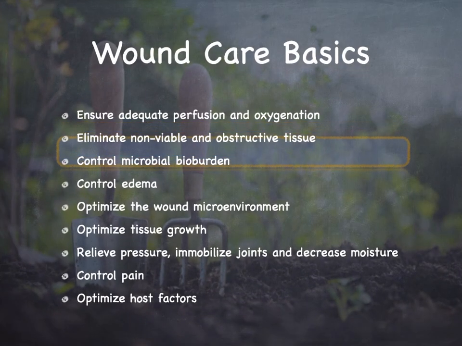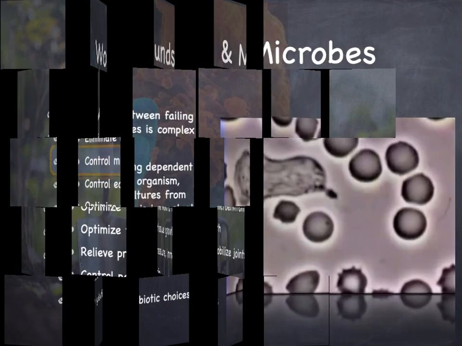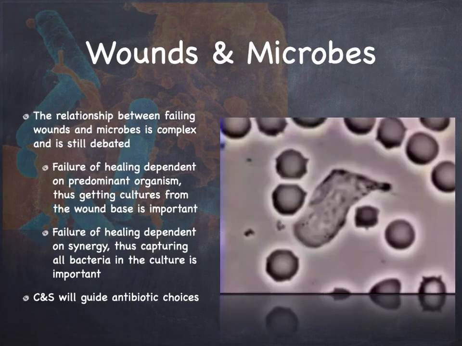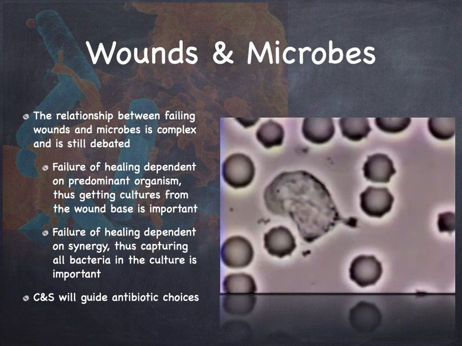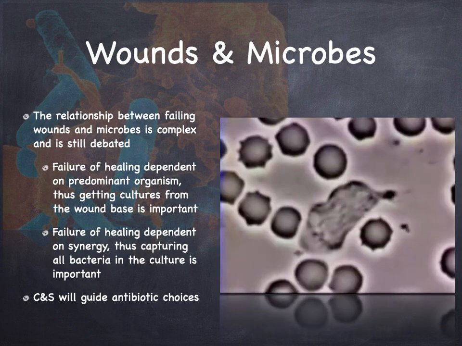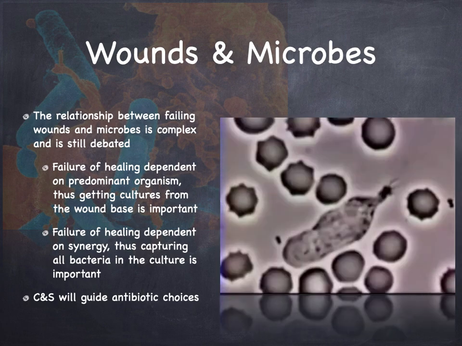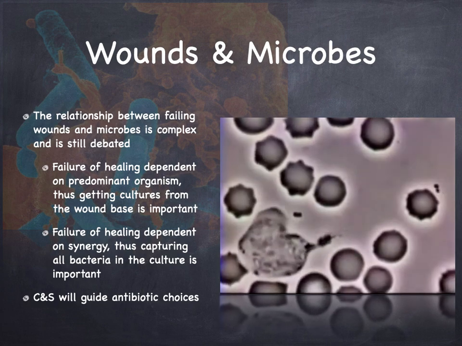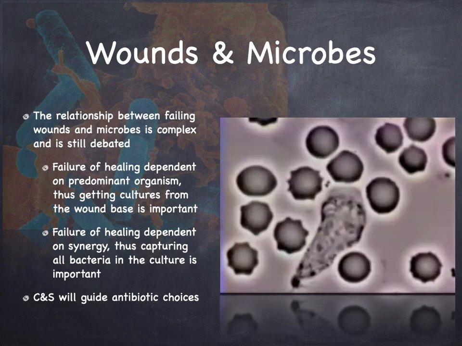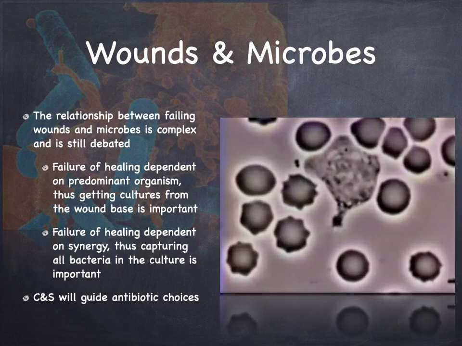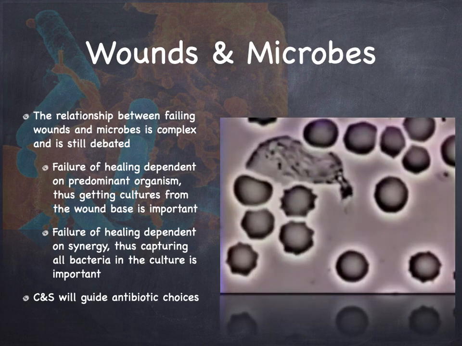The next topic has to do with infections. The relationship between failing wounds and microbes is pretty complex and often debated. There are 2 schools of thought. One is that the failure is dependent on a single organism. Therefore, you want to capture the culture from the wound base, which is after the debridement and which is at the interface between live and dead tissue.